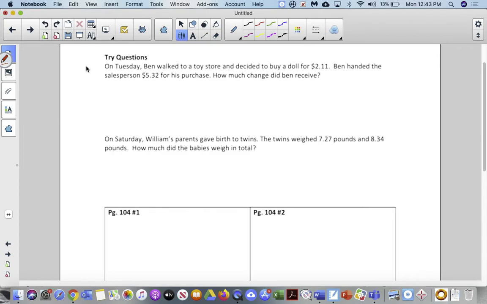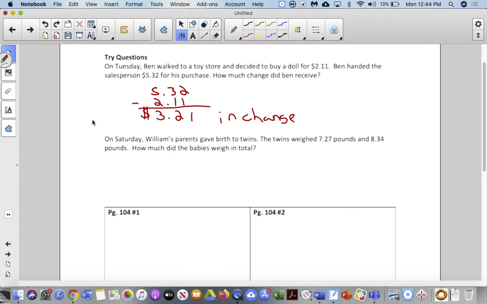Okay, so hopefully you had no trouble with these questions, but I'm going to go over them just in case you did. It says on Tuesday, Ben walked to a toy store and decided to buy a doll for $2.11. Ben handed the salesperson $5.32 for his purchase. How much change did he receive? So this is a subtraction question. So 5.32 take away 2.11. 2 take away 1 is 1, 3 take away 1 is 2, 5 take away 2 is 3. And I get $3.21 in change. That is how much I should have received.